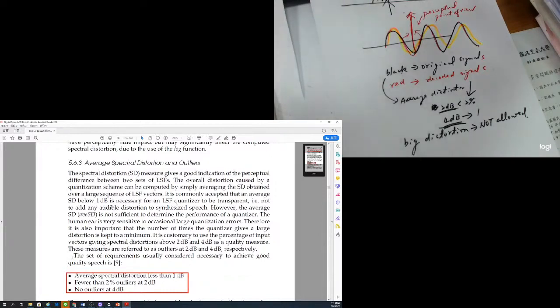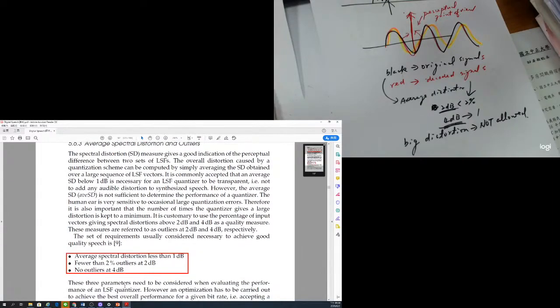So you can see here we consider 3 criteria. First, the average distortion should be less than 1 dB. Also, the outliers around 2 dB, close to 2 dB distortion, cannot occupy too many, just below 2% of your speech frames. And no speech frame should have distortion reaching 4 dB. This is just for your idea.